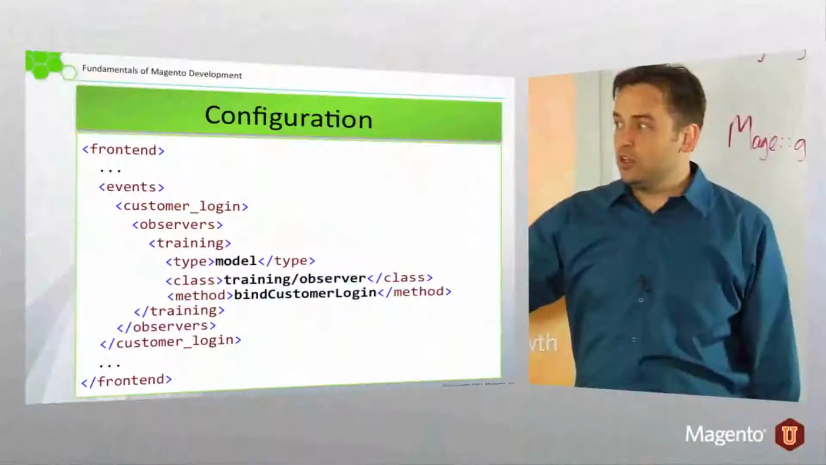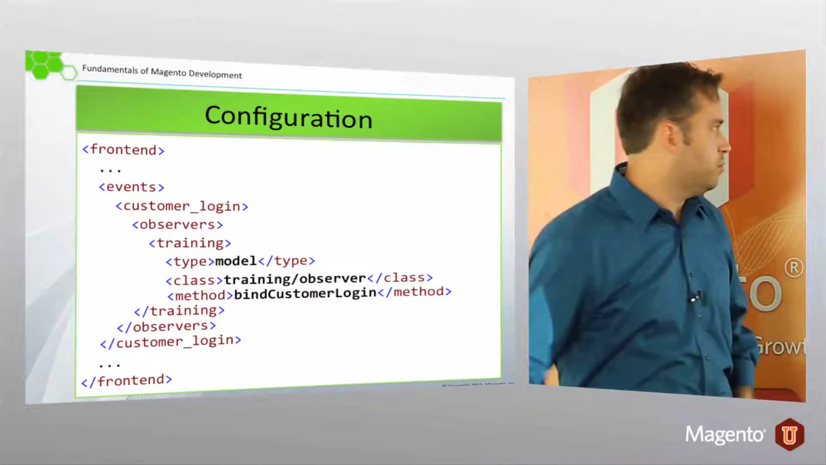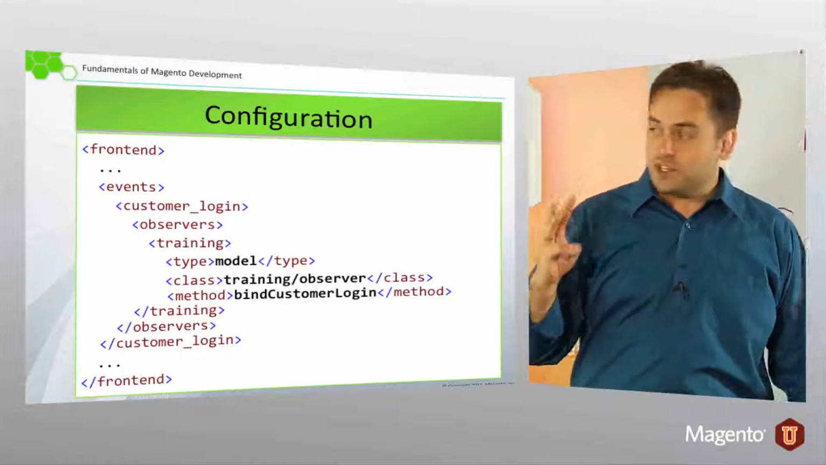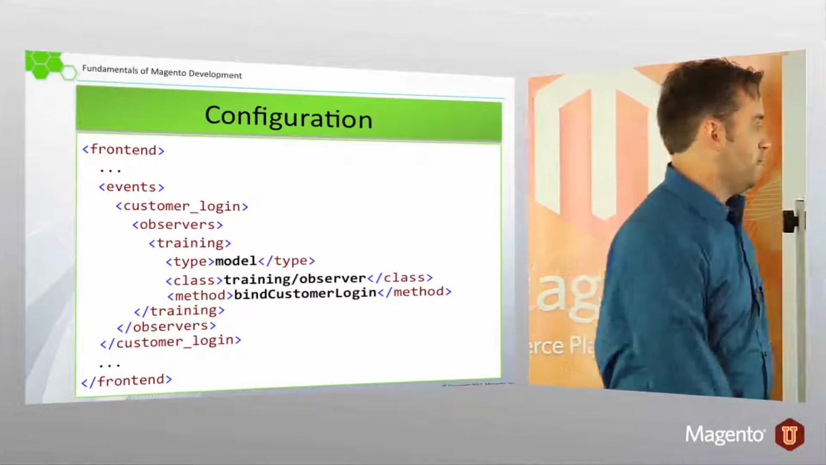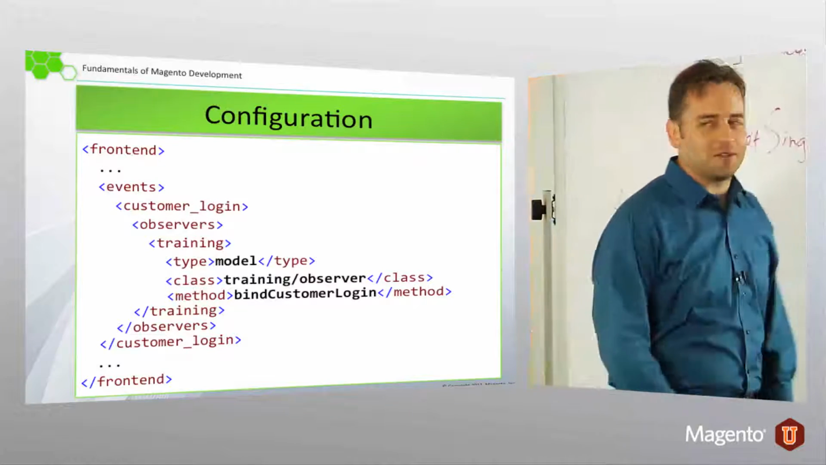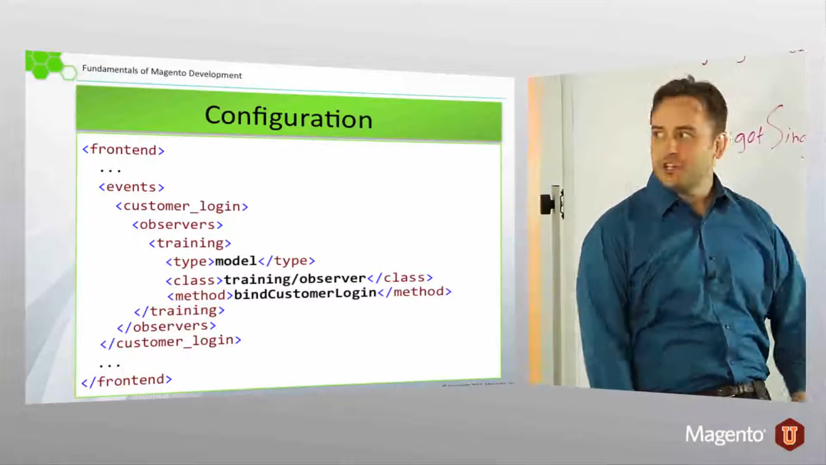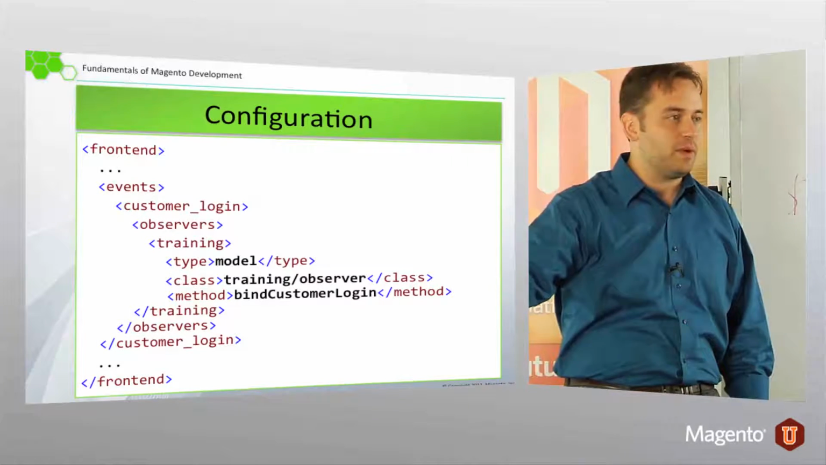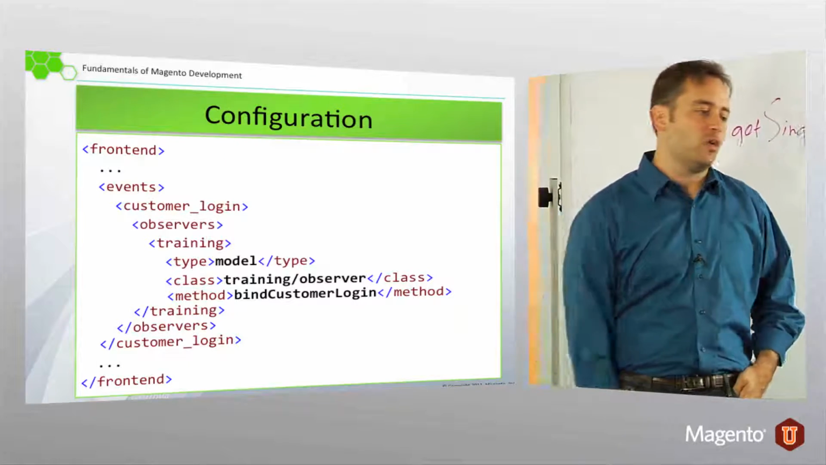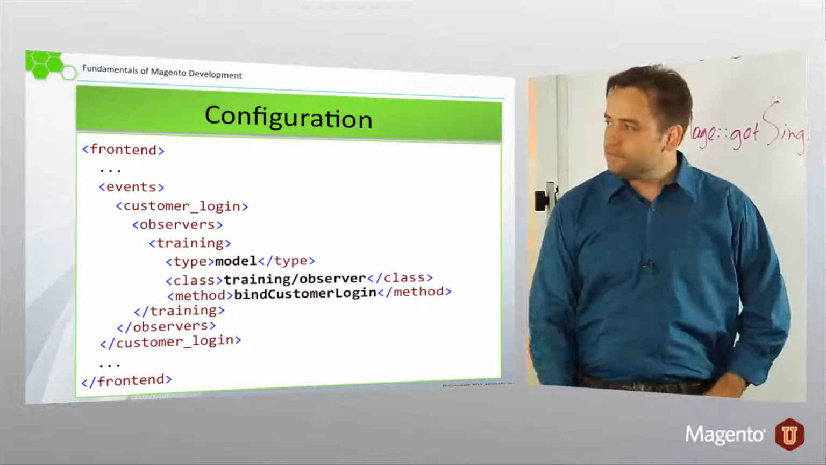So anyway, we have two options for instantiating here: model or singleton, which will map out to Mage get model or Mage get singleton. Third option is disabled. It disables the observer. And that's how you can override an existing configuration: just specify the same XPath and call disabled here for type. Okay.